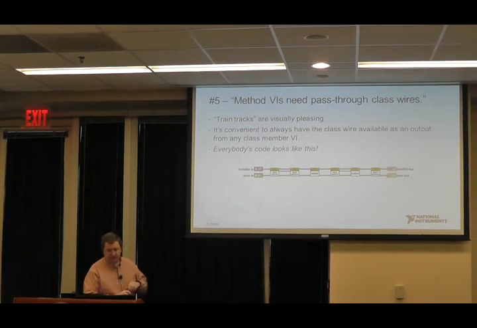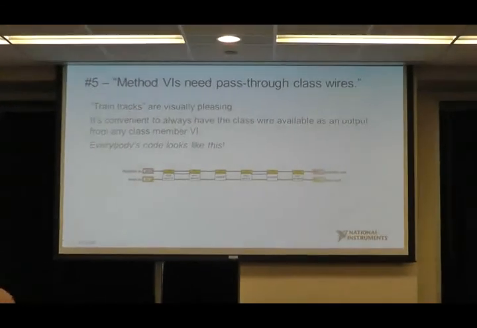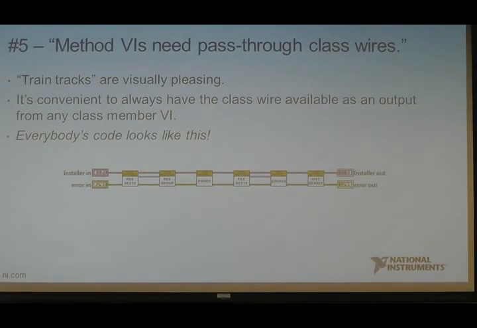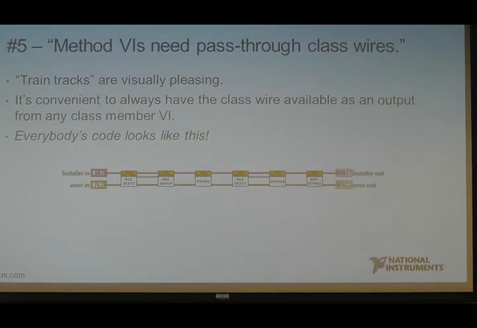Method VIs need pass-through class wires. Now, in this part of the discussion, I'm going to be talking about classes that are by value classes. So I'm not talking about a class that only has references in its private data. This is a class that has regular old data in it. And we all write code that looks like this. We write code that takes a class in, does a bunch of stuff with it, outputs a class.